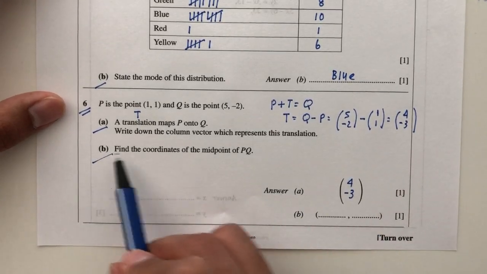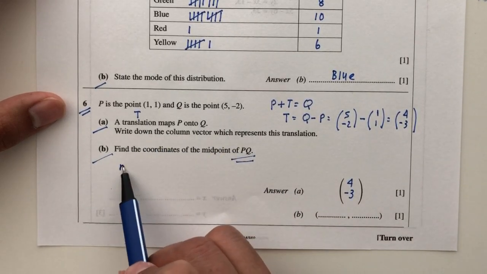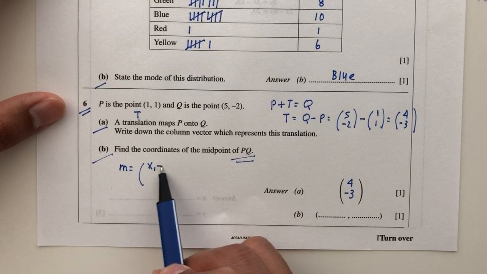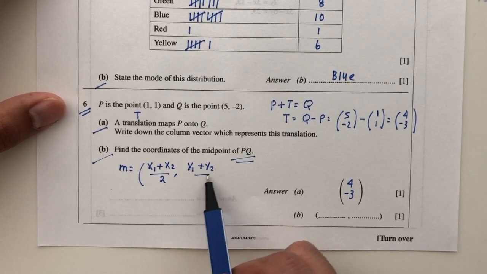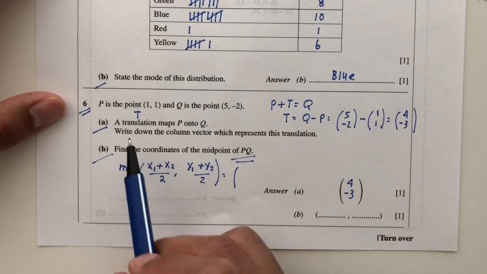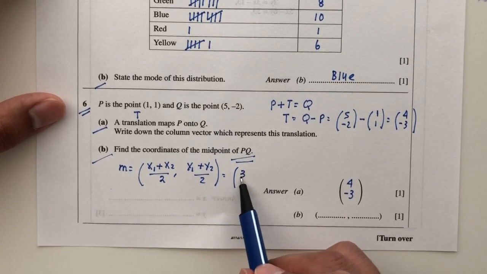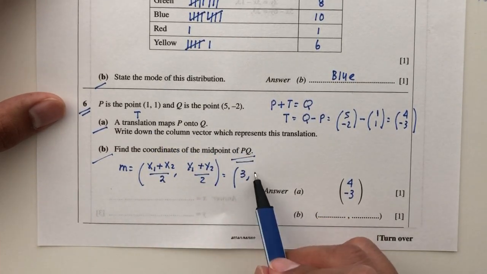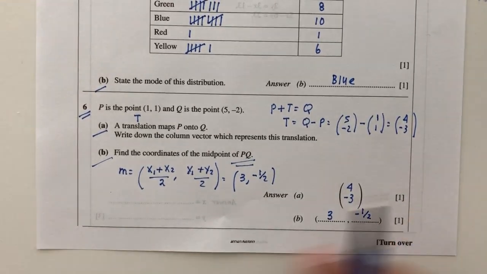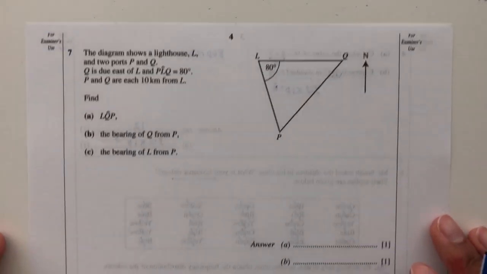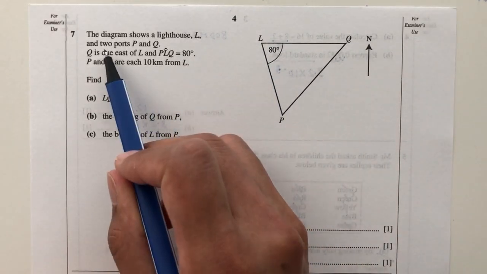Now part B, find the coordinates of the midpoint of PQ. So P is this point, Q is this point. For the midpoint, we have to use the formula, which is x1 plus x2 divided by 2, and y1 plus y2 divided by 2. In this case, 1 plus 5 divided by 2, that will be 3. 1 minus 2 is minus 1, divided by 2, that will be minus half. So (3, -1/2). Okay, now let's move on to question number 7. The diagram shows a lighthouse L and 2 poles P and Q.